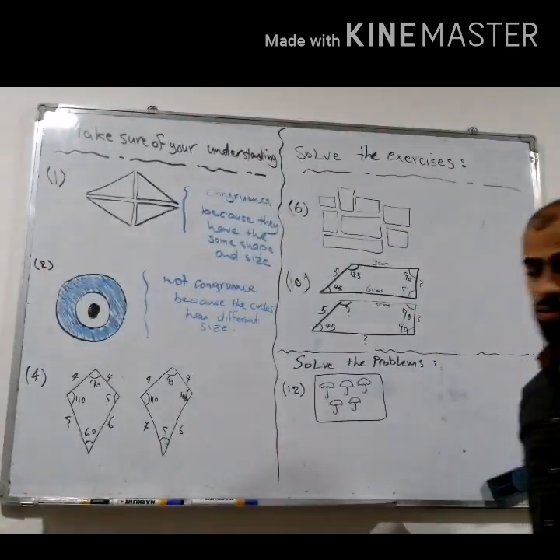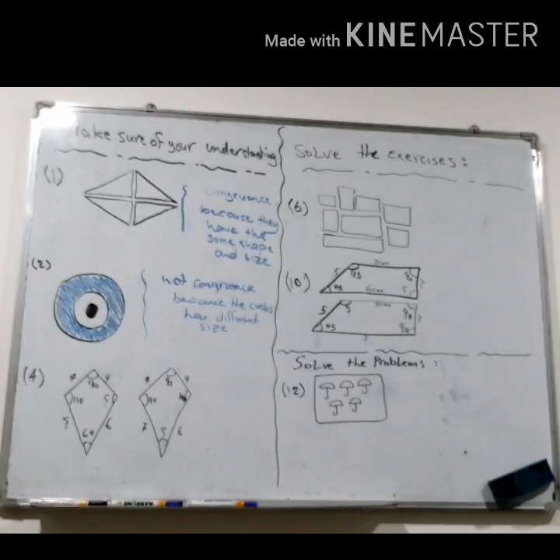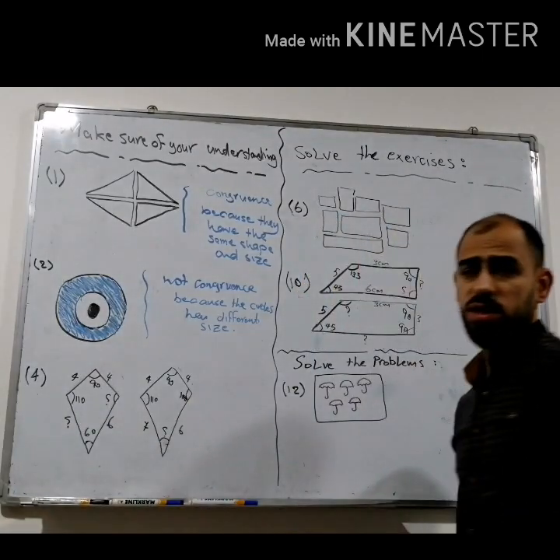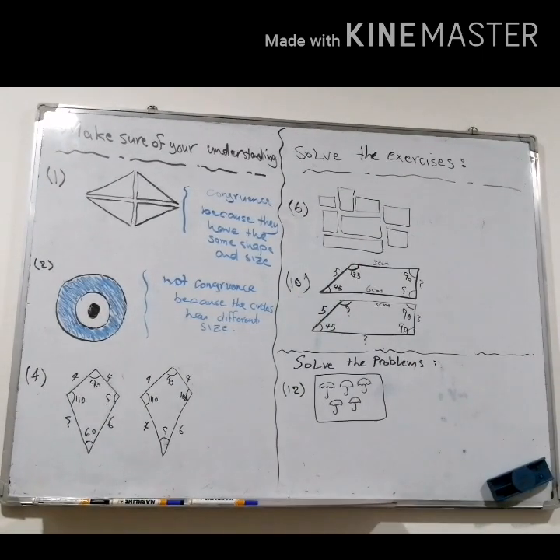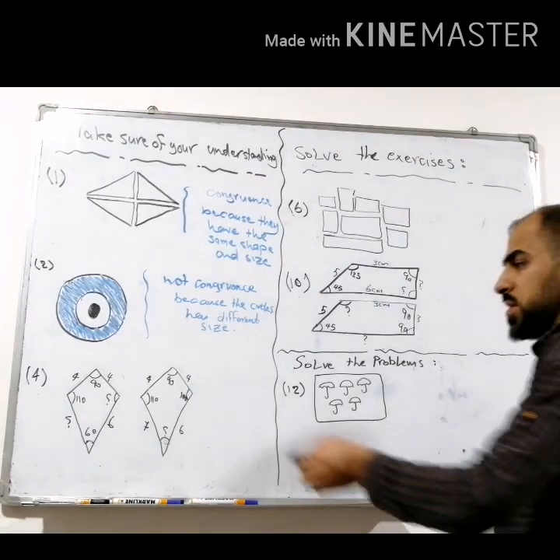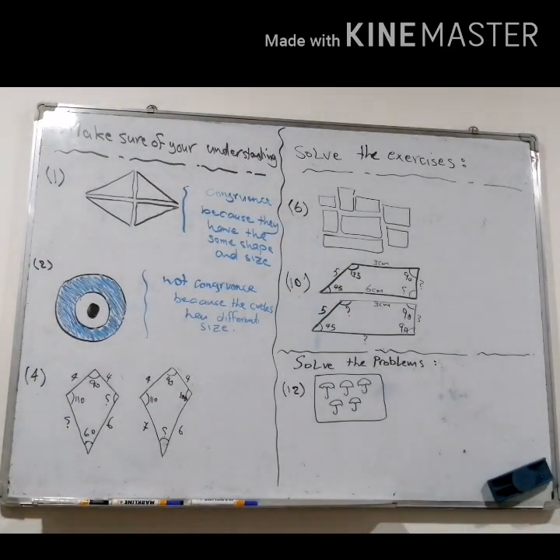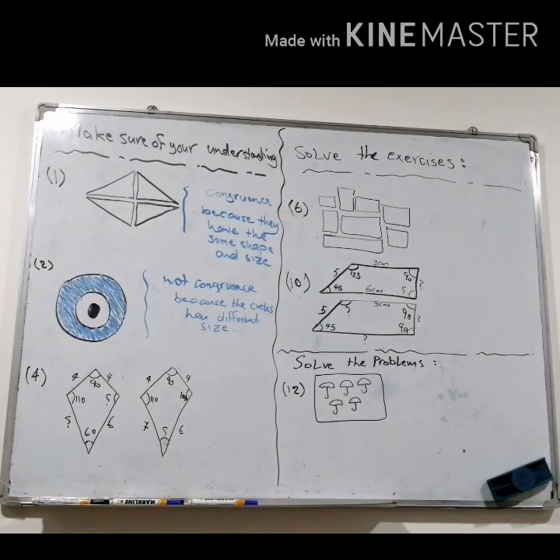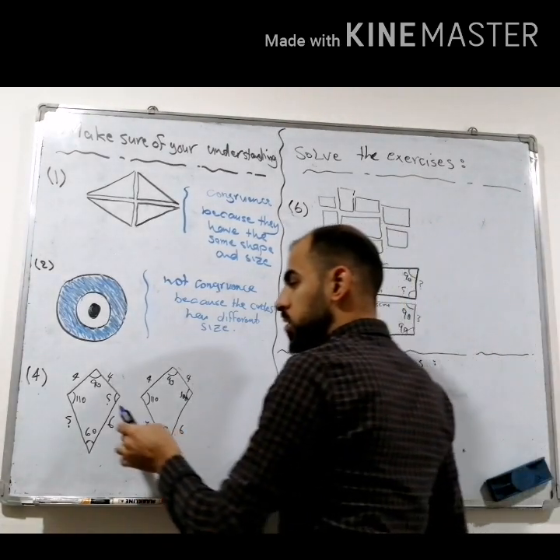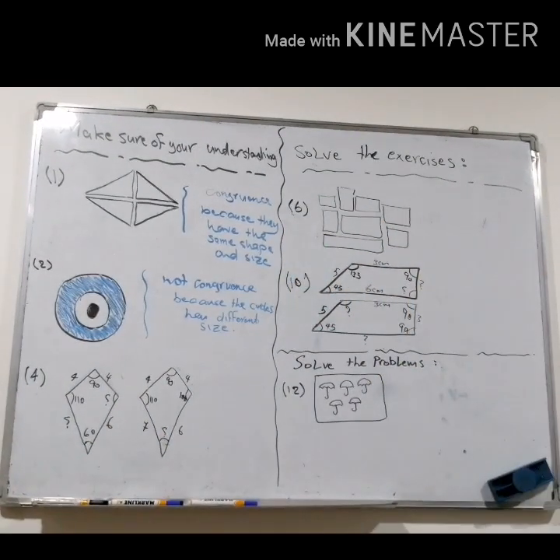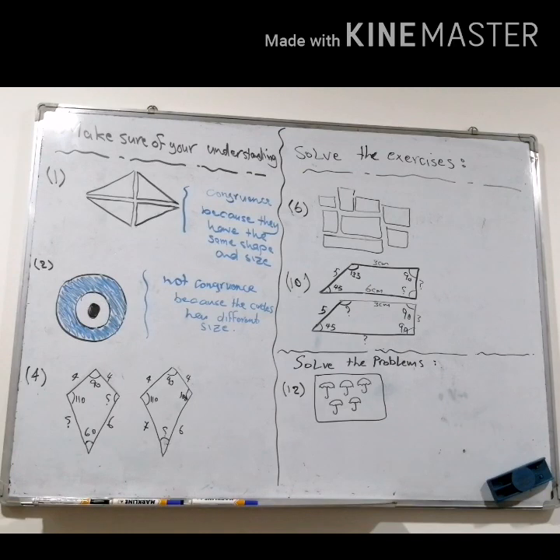In question number 4, he said find the measurement of angles and the length size of these 2 shapes which are congruent. Okay? And we know previously any 2 congruent shapes have the same measurement for corresponding angles and the same length size for corresponding sides.